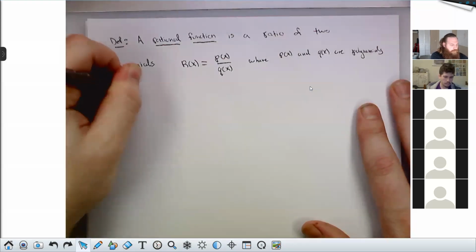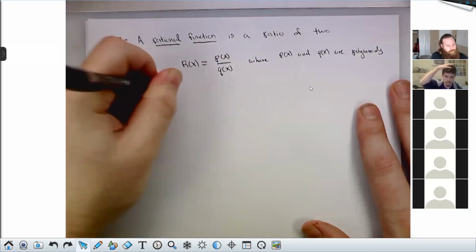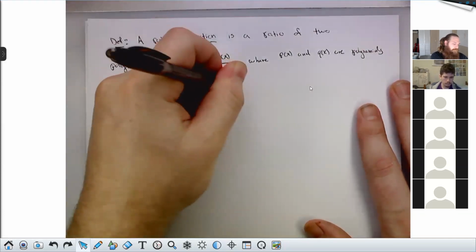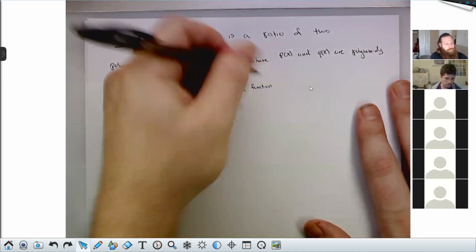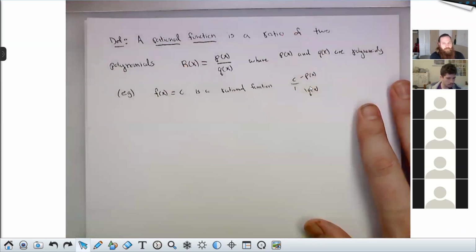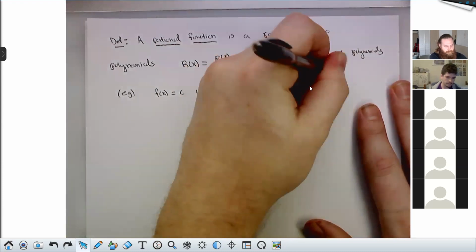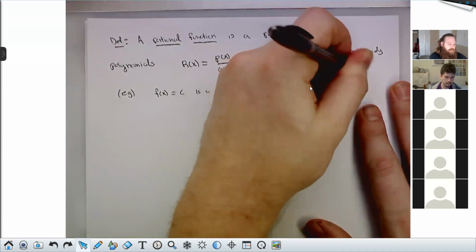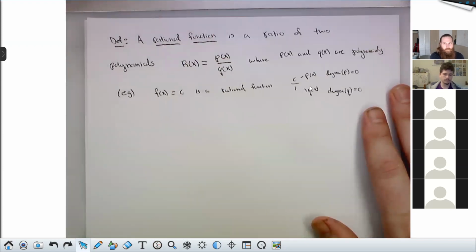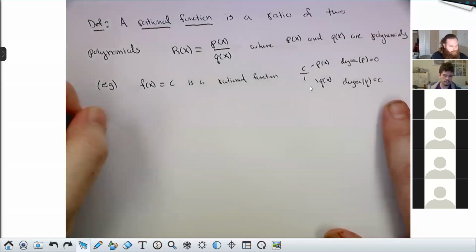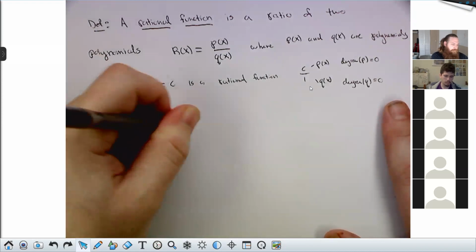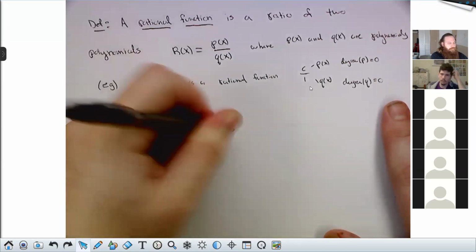Silly examples, yeah, for sure. F of x equals any constant is a rational function. Right, C over 1. Here's your P of x, here's your Q of x. Kind of silly. The degree of P is 0. The degree of Q is also 0. Kind of a boring example, but it's an example. Any polynomial is a rational function.